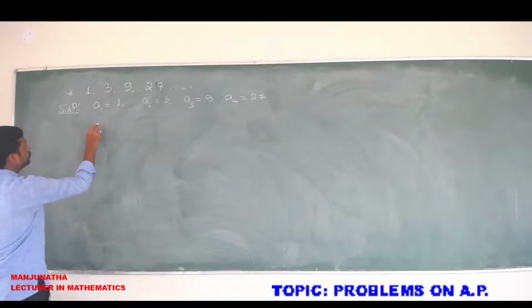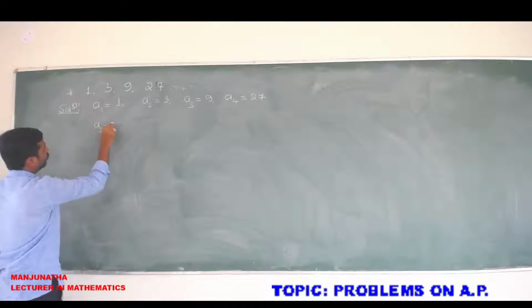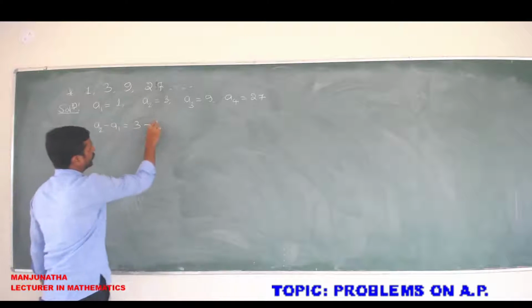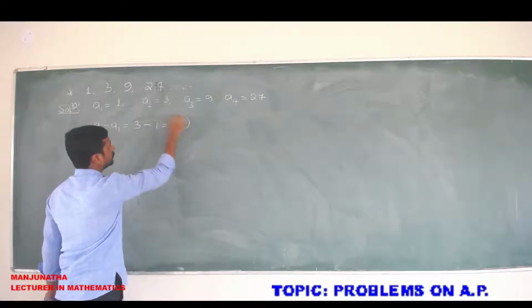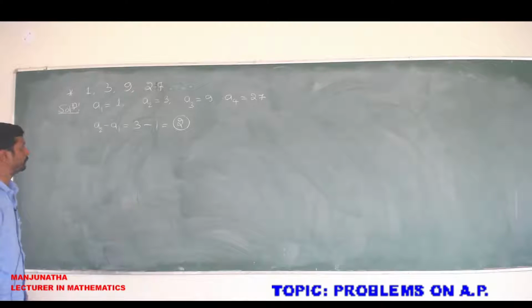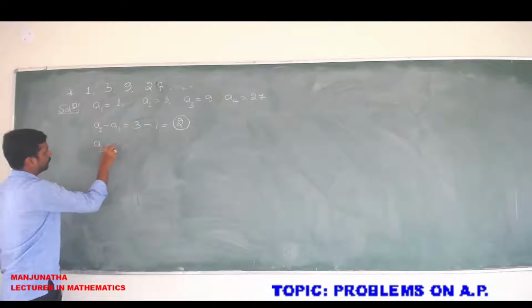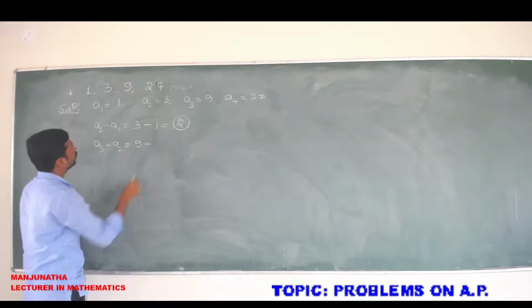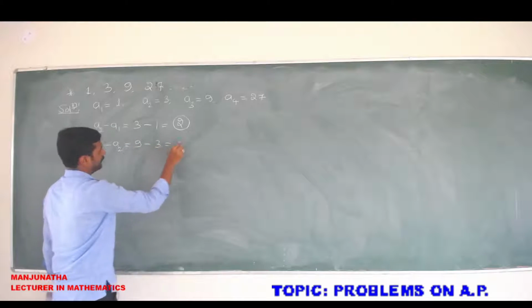Now let us find the difference. A2 minus A1. A2 is 3 minus A1, which is 1. 3 minus 1 is 2. This is the difference between the first pair of consecutive terms. And A3 minus A2. What is A3? 9 minus A2, which is 3. 9 minus 3 is 6.